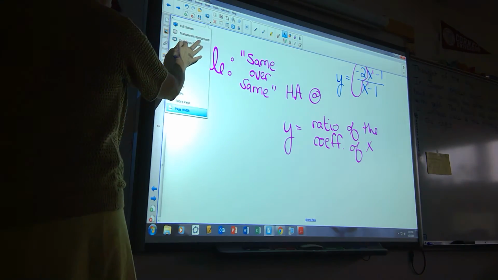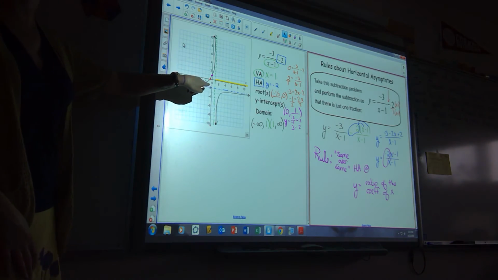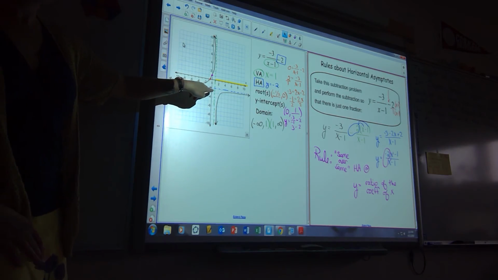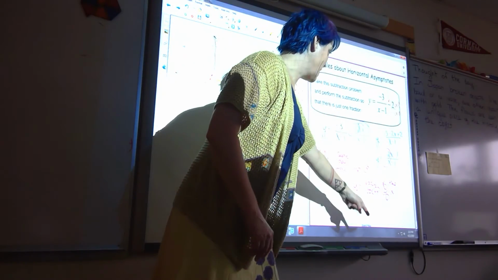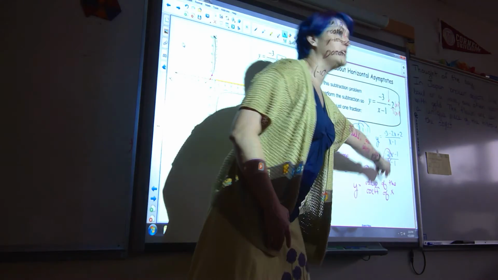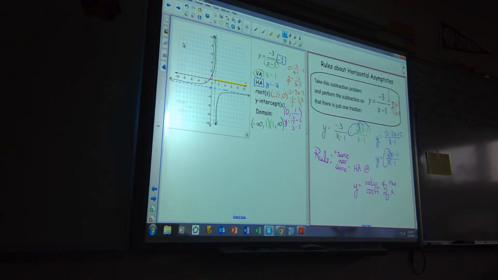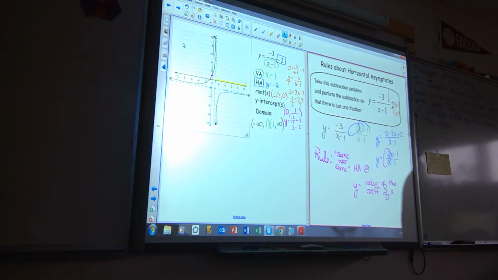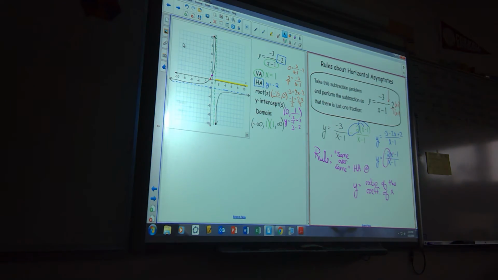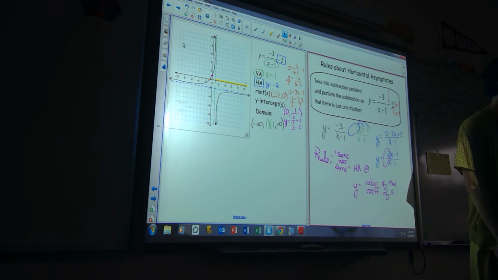I'll put it side by side with its graph. Wasn't its horizontal asymptote at -2? And here, when we performed that subtraction, we got the coefficients -2 over 1. So that's what you have to be prepared for. It won't always have a plus or minus k. So you have to look out for what if it's got an x on the top and on the bottom. In that case, you take the coefficients.